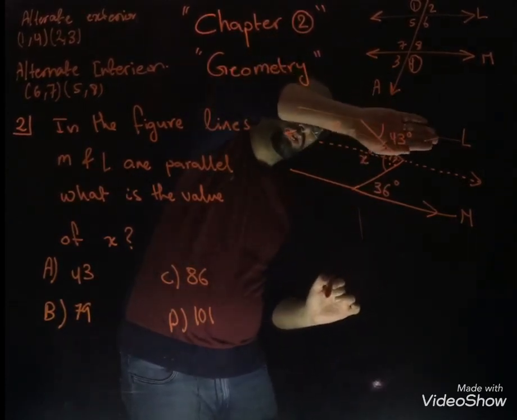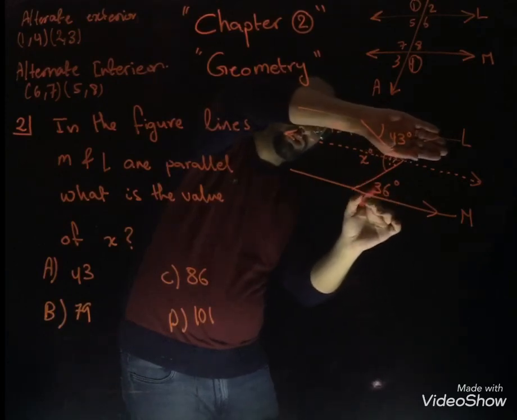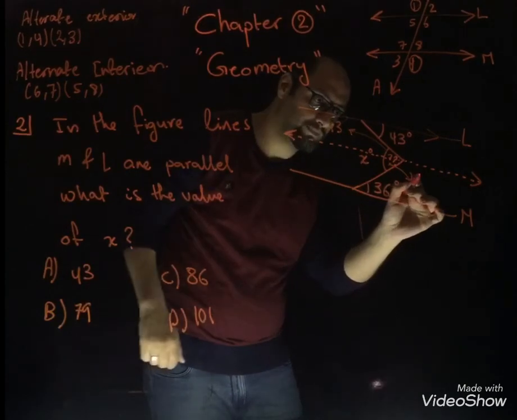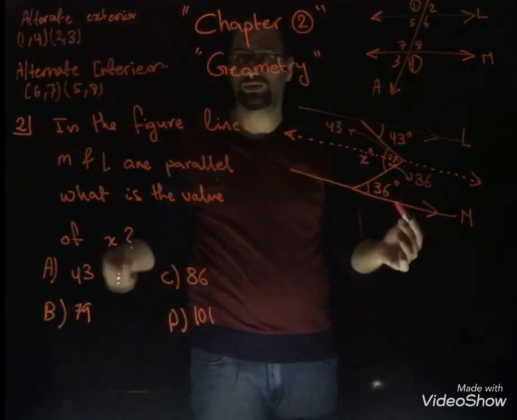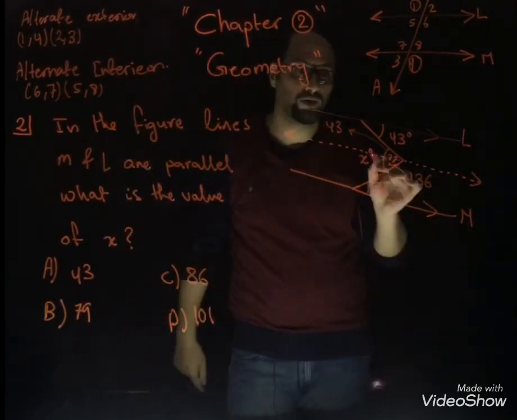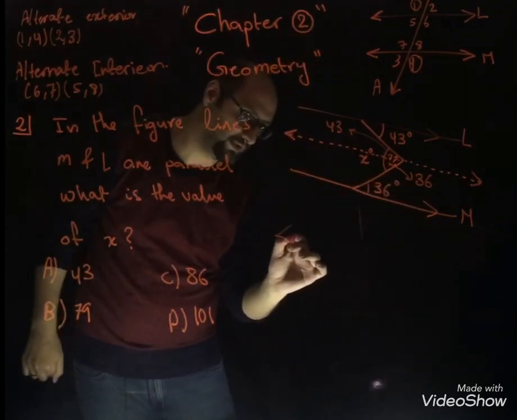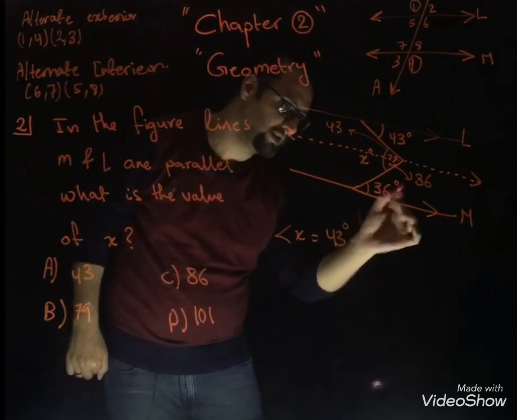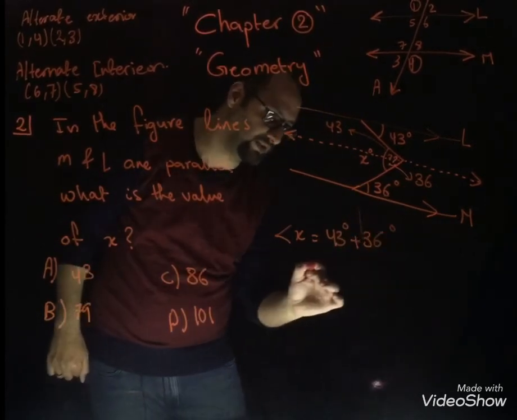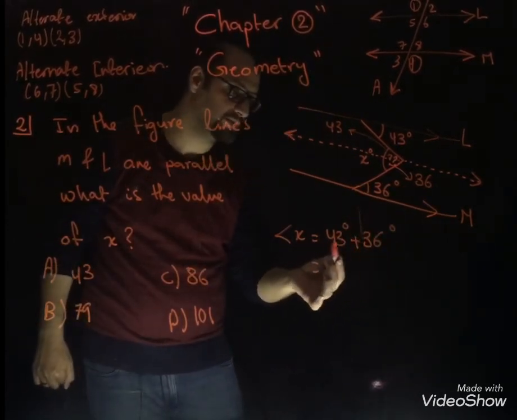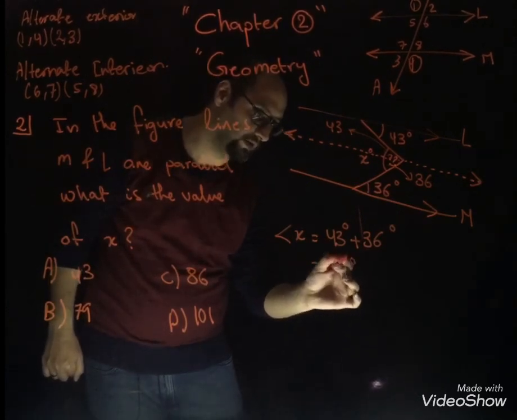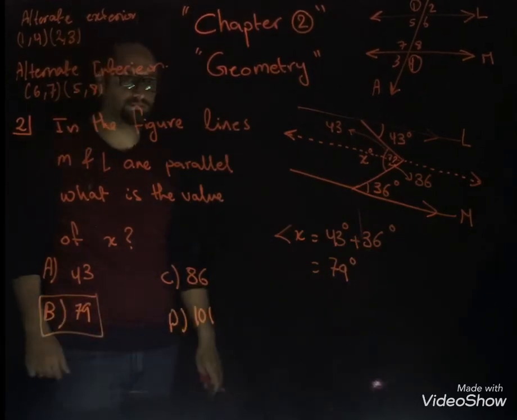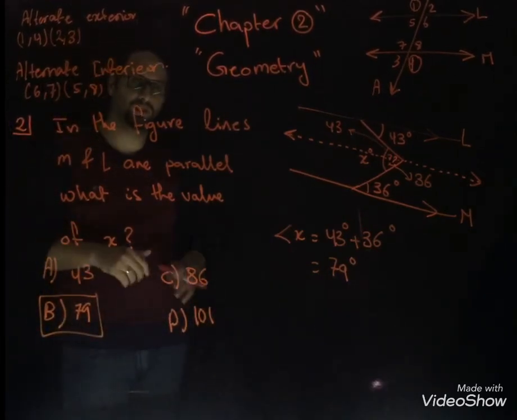Okay, let's hide this part. In the lower part, if this angle is 36, this angle is 36. Why? Because they are alternate interior. So the angle x equals 43 degrees plus 36 degrees. So their sum is 79 degrees. So the answer is 79. Let's go to question number 3, my dear student.